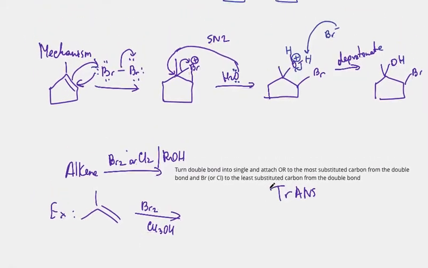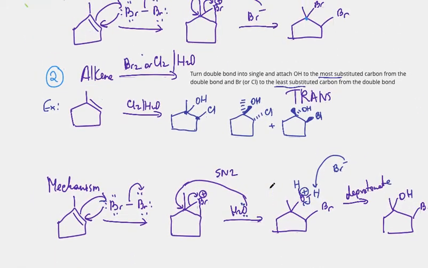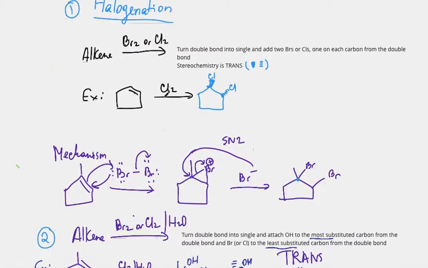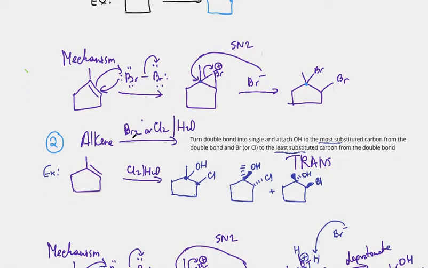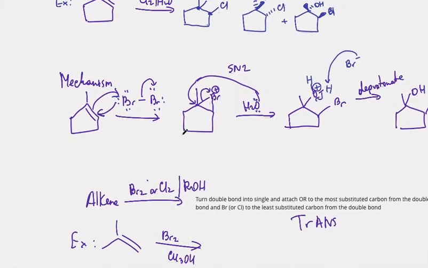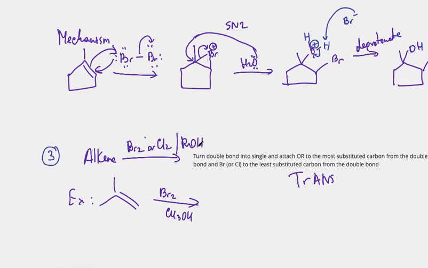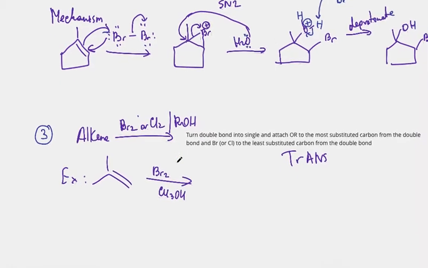The next one, so all of these are basically different kinds of a very similar reaction, halogenation. So first we just learned regular halogenation with Br2 or Cl2. Then we'll learn Br2 or Cl2 with water. And the next one we're learning is Br2 or Cl2 with alcohol. R represents any hydrocarbon chain. So this R could be CH3OH, CH3CH2OH, and so on and so forth.